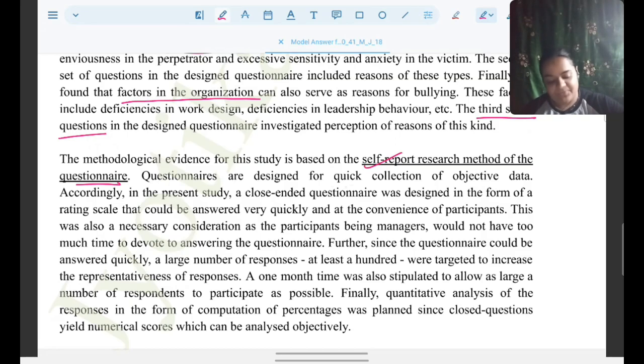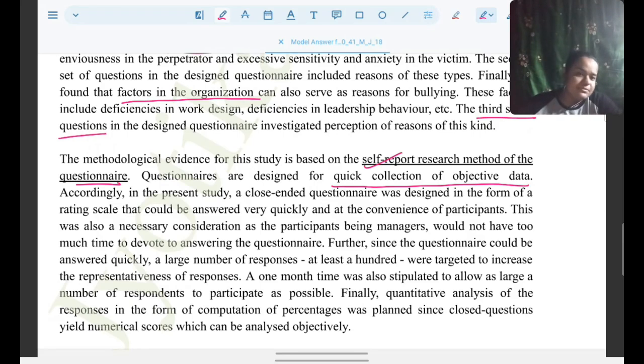Questionnaires are designed for quick collection of objective data. As you know, it is quick work for respondents to answer a question, just a matter of minutes, and objective data is collected. I, as a researcher, need not interpret whether managers are perceiving certain behaviors as bullying or not, which I would have to do in the case of an interview. If I asked a manager in an interview, which behaviors do you take as bullying, and he gave me a long drawn answer, I would have to pick up sections from his answer and decide, okay, this is what he considers as bullying, that is what he considers as bullying.